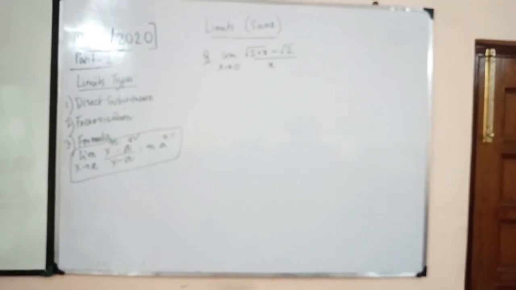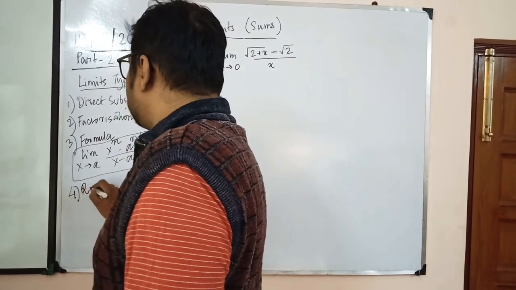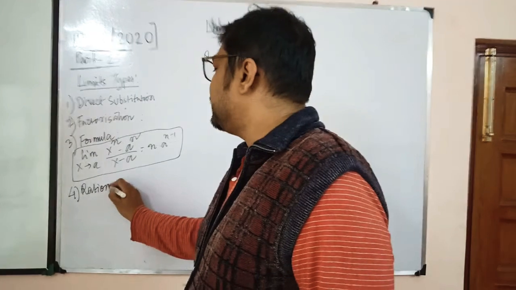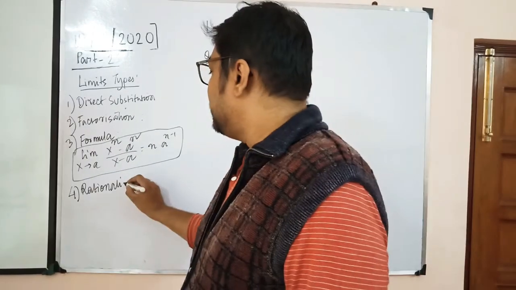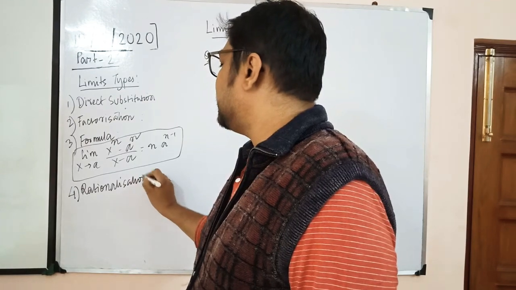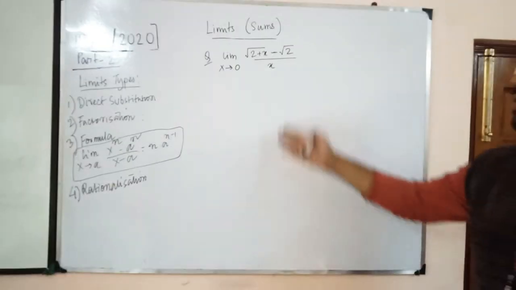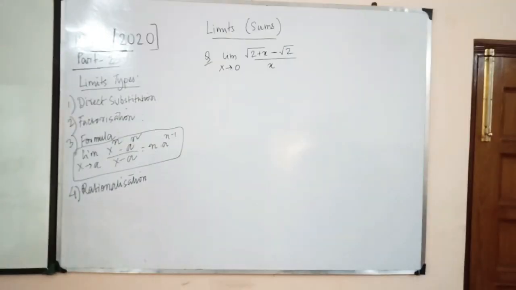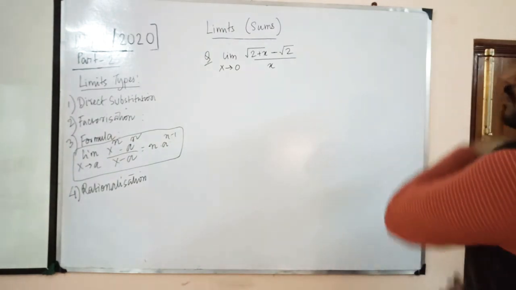Okay, next we get another sum. Here we will learn a type. It's the rationalization type. So we will write the rationalization type. So here the same problem is there. We get a 0 in the denominator. So we will try to rationalize this and do the sum.